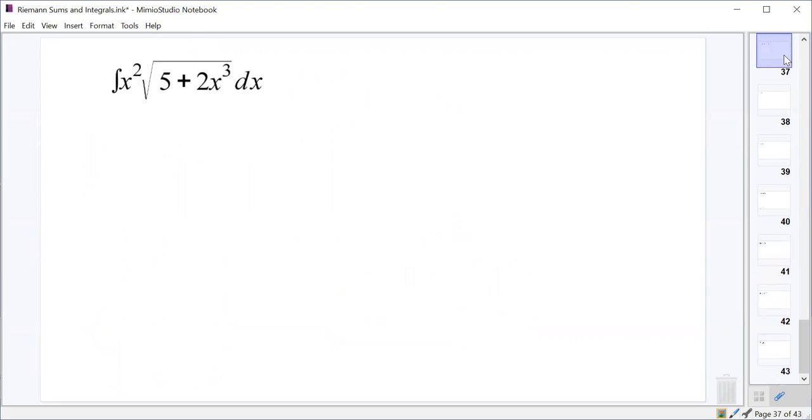All right. What about this one? X squared times the square root of 5 plus 2x cubed. Not just a simple rule that we can follow for this one, so we're going to have to do a U sub. The more complicated piece of this is the square root of 5 plus 2x cubed, right? So we're going to try to substitute out all of the inside of that square root, because the square root of u is something that we could easily integrate. So we're going to let u equal 5 plus 2x cubed, which makes du equal to what, 6x squared.